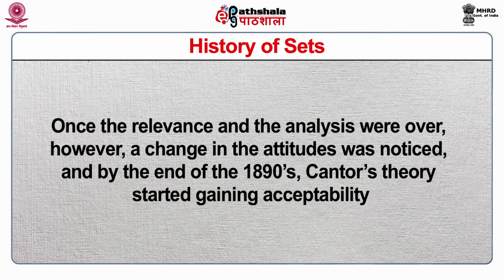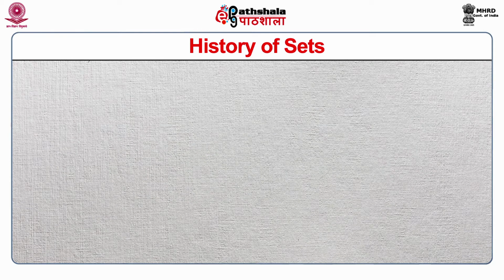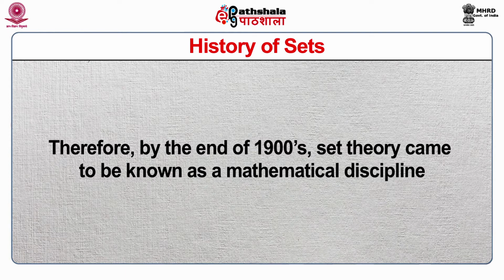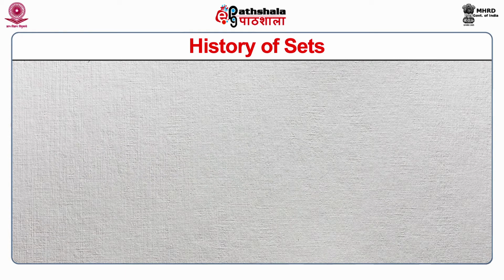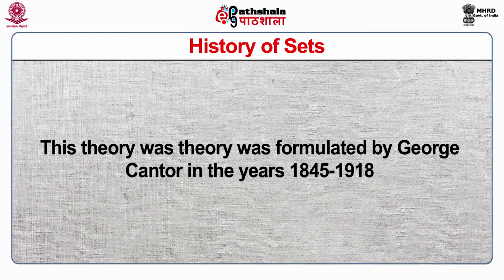Cantor's investigations faced a lot of criticism to the effect that it had to deal with a number of myths. Once the relevance and the analysis were over, however, a change in attitudes was noticed, and by the end of the 1890s, Cantor's theory started gaining acceptability. Therefore, by the end of the 19th century, set theory came to be known as a mathematical discipline. This theory was formulated by George Cantor, who lived from 1845 to 1918.